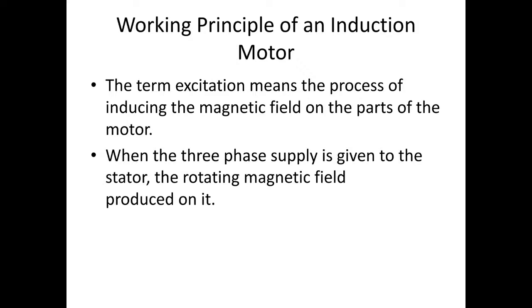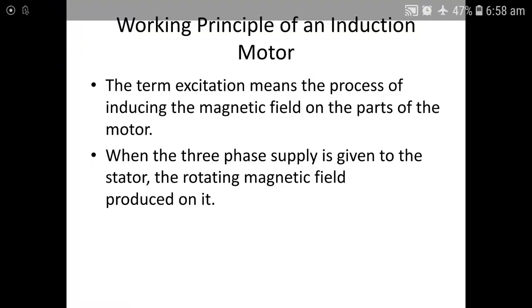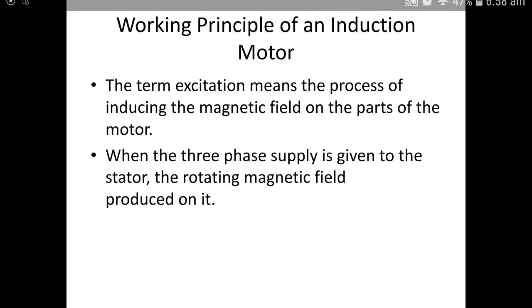The next point: a three-phase supply is given. Working principle: again, excitation is the process where the magnetic field is induced. The three-phase supply is given to the stator, not the rotor. To be very clear, only to the stator do you give the three-phase supply, not to the rotor. The rotating magnetic field is produced.